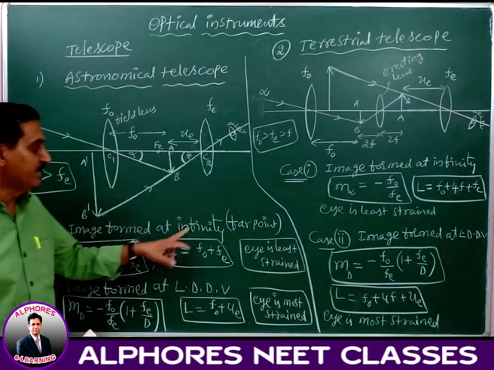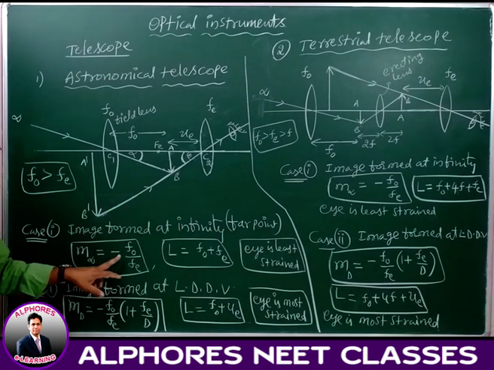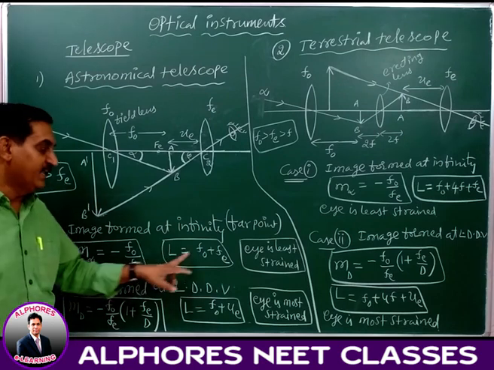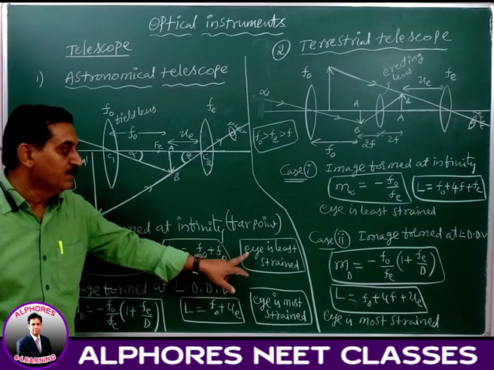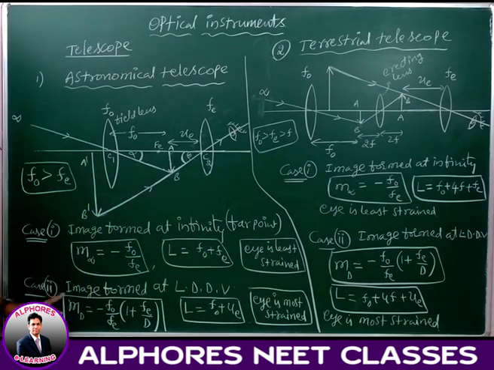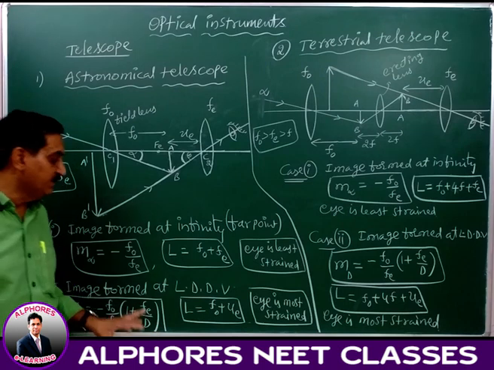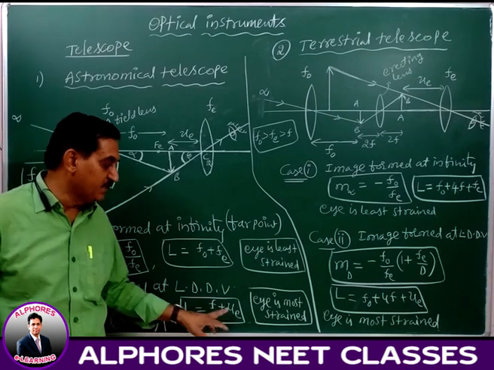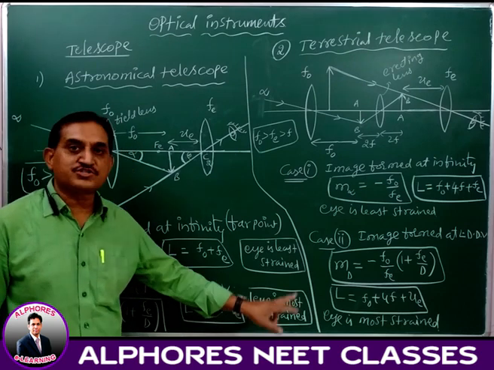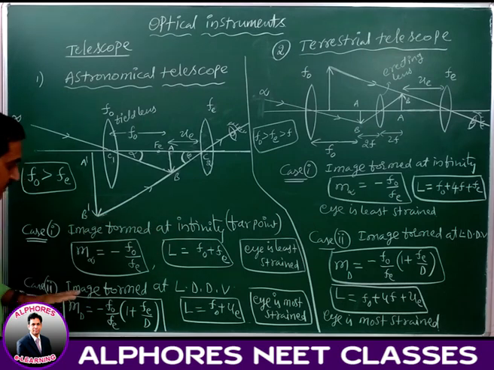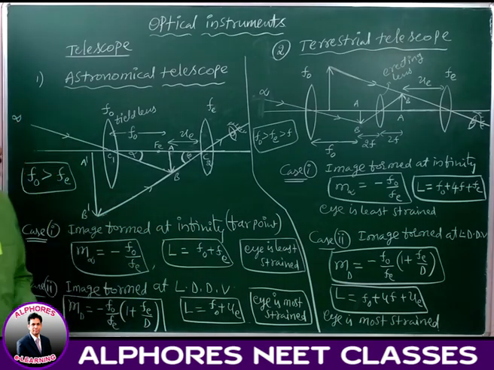Now here, for the image formed at infinity, the far point, the magnification formula is minus f0 by fe, with a negative sign because of inversion, and the length of the telescope is f0 plus fe. The eye is least strained. And for the image formed at the least distance of distinct vision, the magnification formula is minus f0 by fe into 1 plus fe by D. The length of the telescope is f0 plus ue, and the eye is most strained. These are the two cases: image formed at infinity, and image formed at the least distance of distinct vision.